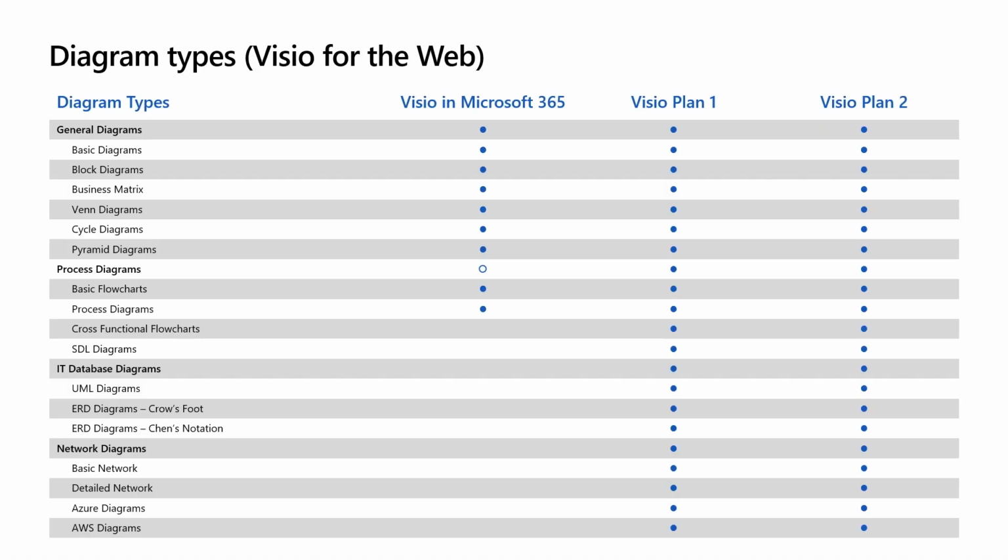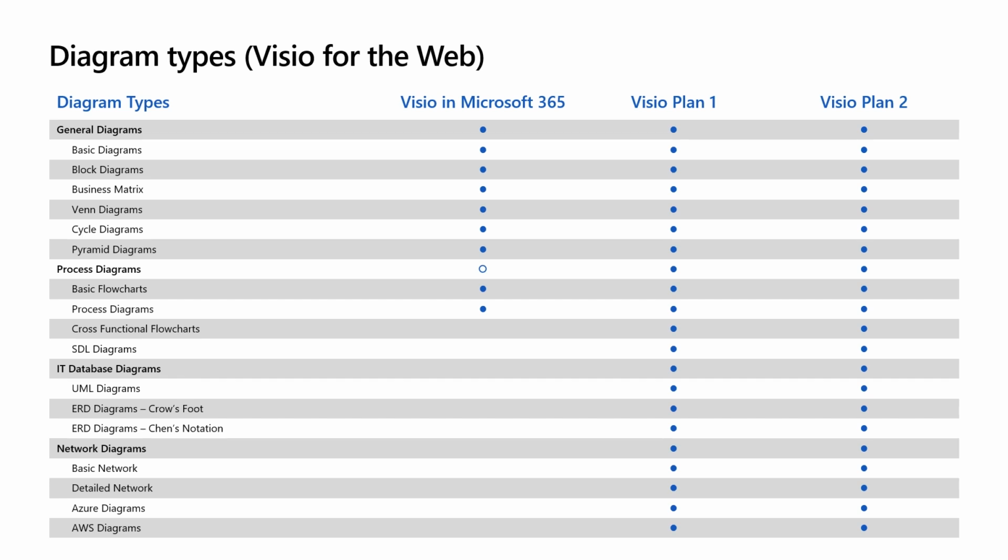Well, that's great news. But Frederic, can you tell us a bit more about what I can diagram with each of these plans? Great question. Visio in Microsoft 365 is designed to provide users with the most popular diagrams for all of the essential needs. So Visio in Microsoft 365 includes general diagrams like basic diagrams, block, Venn, cycle, etc. That helps users visualize their business information more easily.